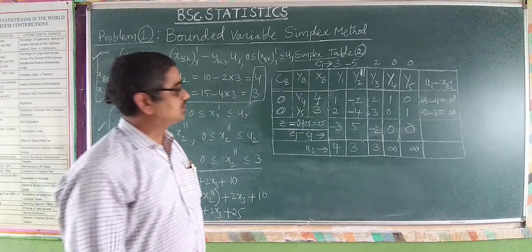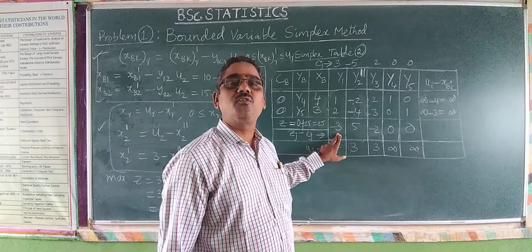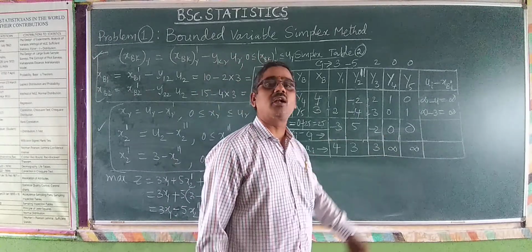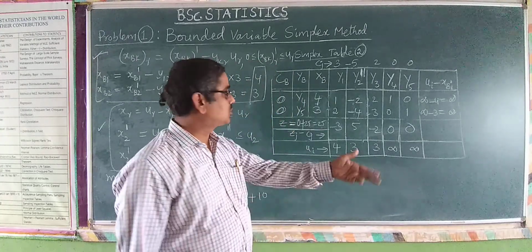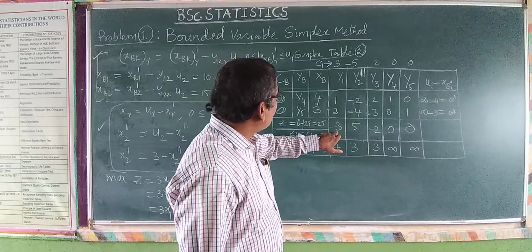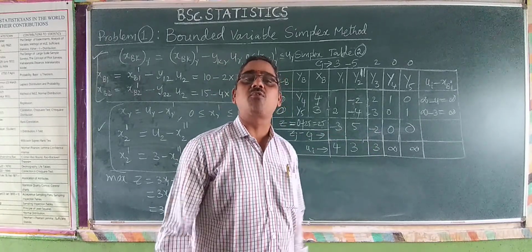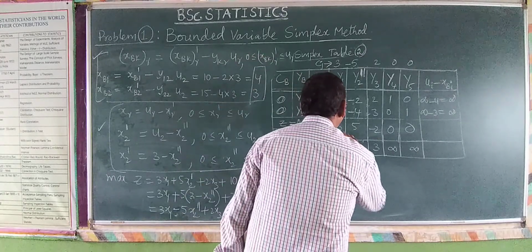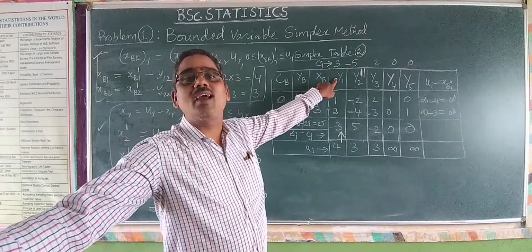Now observe again the net evaluations of simplex table 2. If all the net evaluations are greater than or equal to 0, the solution is optimum. But it is not so. Here minus 3 and minus 2 are the two net evaluations which are negative. Then we have to consider the most negative, which means minus 3 is the most negative. Hence the vector y1 enters.